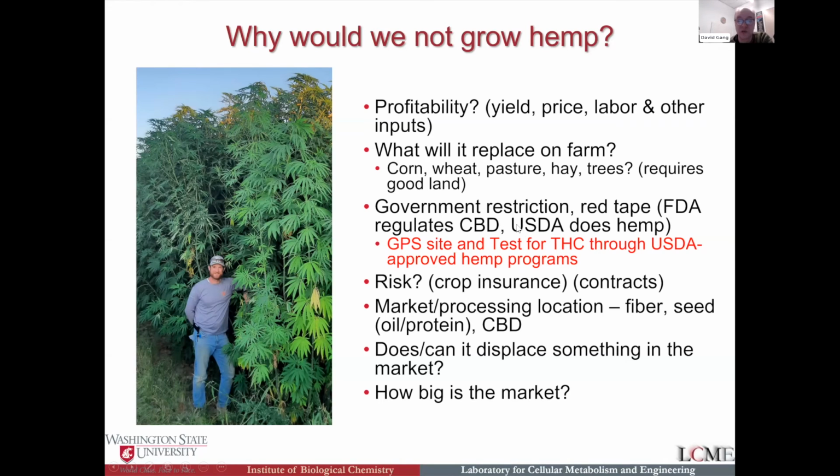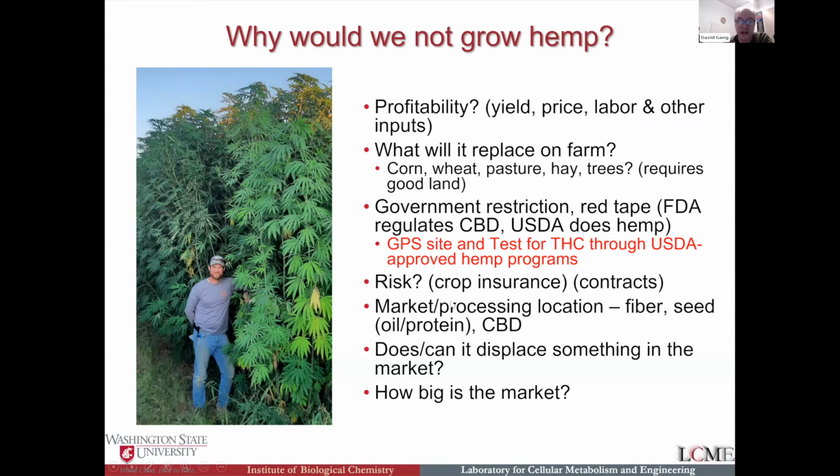You do have to deal with government restrictions and red tape. For example, you have to put GPS coordinates of your field, you have to test for THC, et cetera, but those are not really that onerous now that we've figured out how to make this work. You do also have to consider things like risk. What happens if you have fires in your area? What's that going to do to your yield? What happens if you have windstorms? What happens with whatever else that might happen?